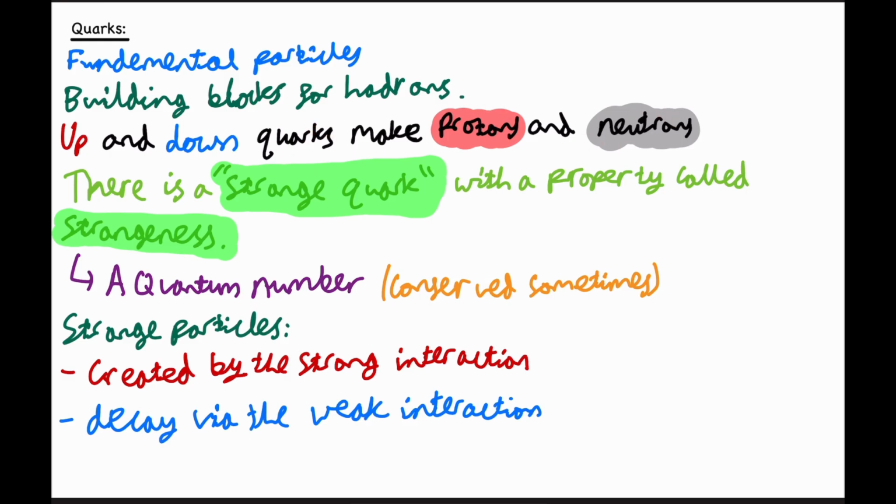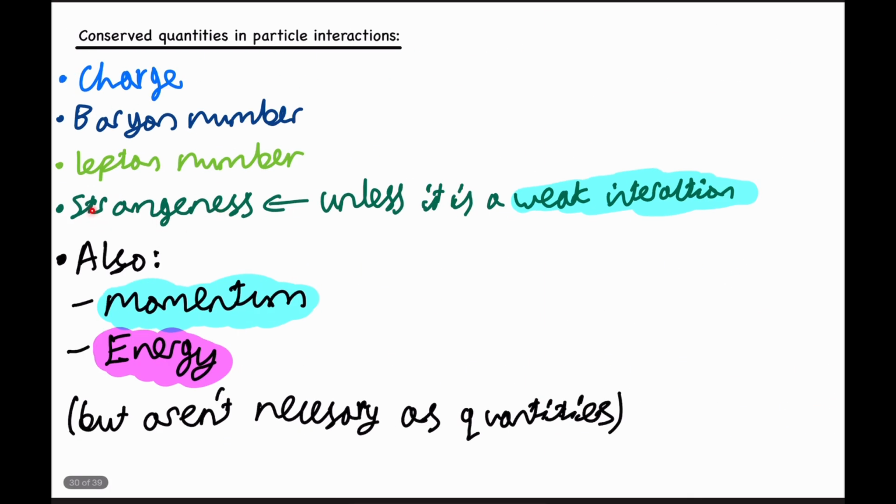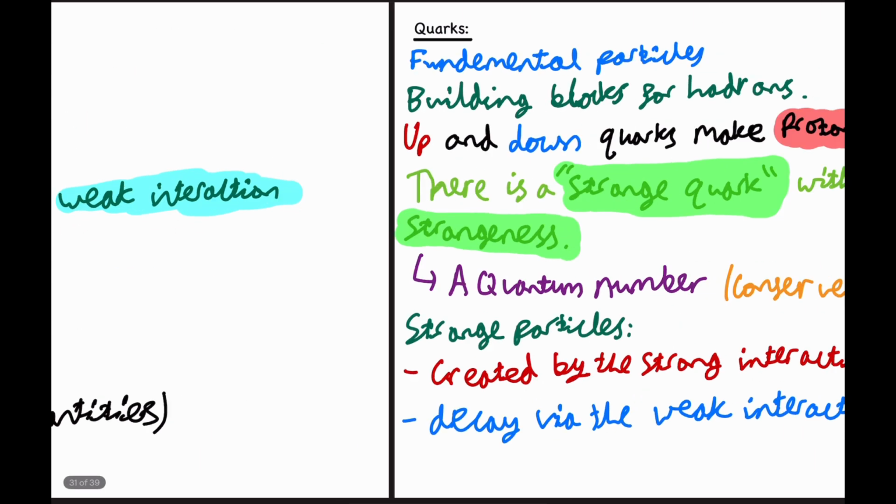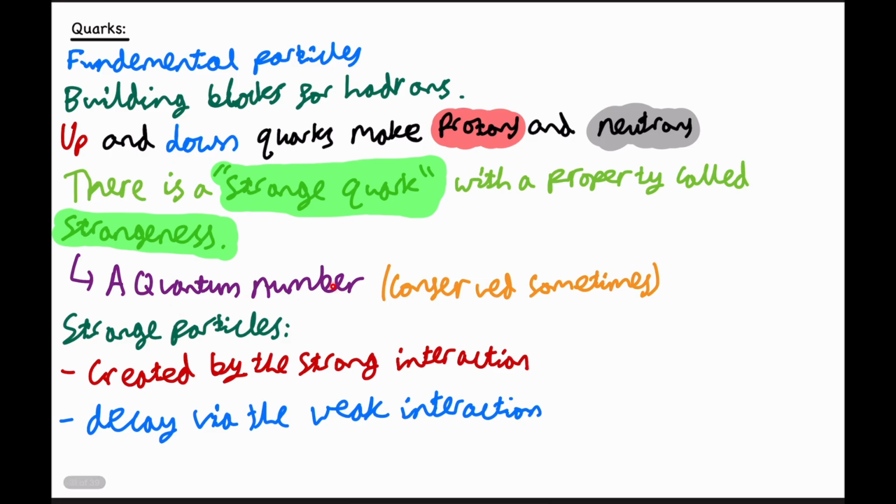And then you also have a strange quark, which has a property called strangeness. As we said before, it is a quantity that must be conserved in every interaction unless it's the weak. And this is a quantum number and is conserved only sometimes, as we said before. And strange particles are created by the strong interaction and decay by the weak interaction.